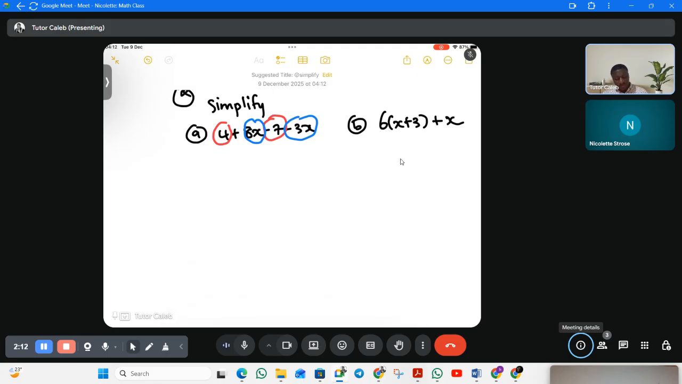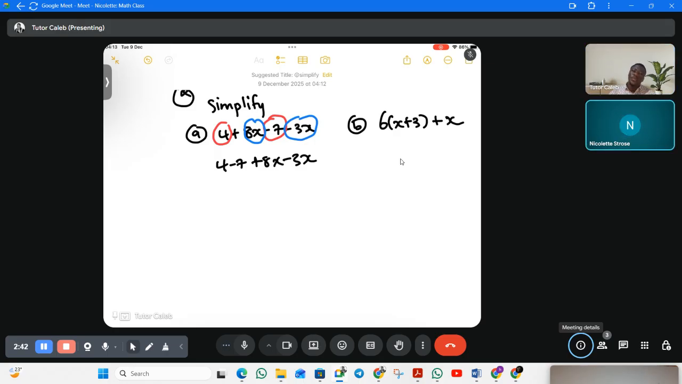So you have 4 minus 7 plus 8x minus 3x. If you rearrange it, this is how it looks like. Okay, what happened to the addition sign? Which addition sign? It says 4 plus 8. Yes, this is the plus here. I moved the 8 and the plus.